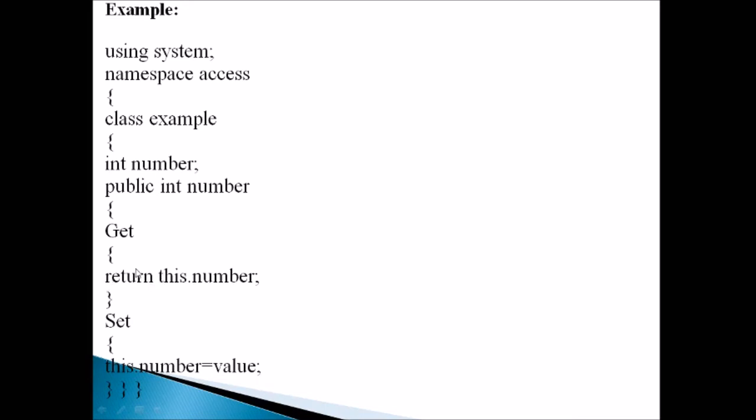So a return statement should be used. The value held by this variable will be returned back to the calling statement. And the next method is set, which is defined with the statement this.number = value, where the value will be assigned to the variable this.number. Then the set is closed, and then we have closed the property definition, and then the class is closed.